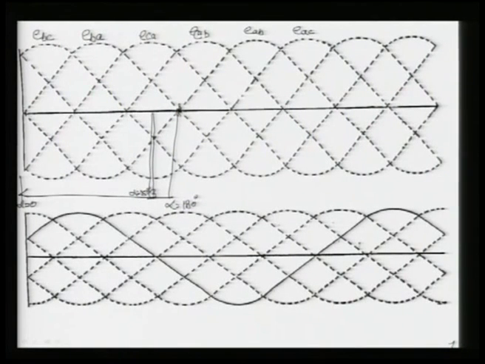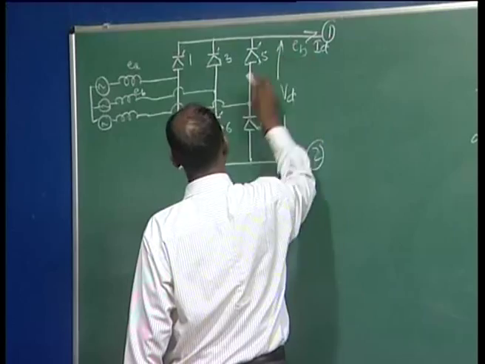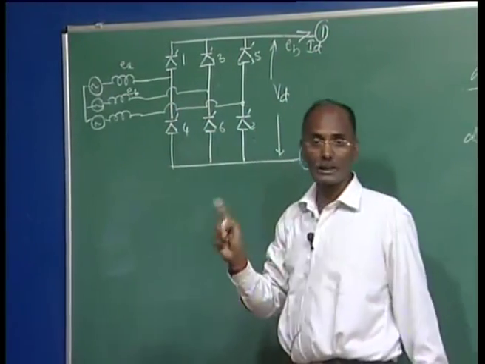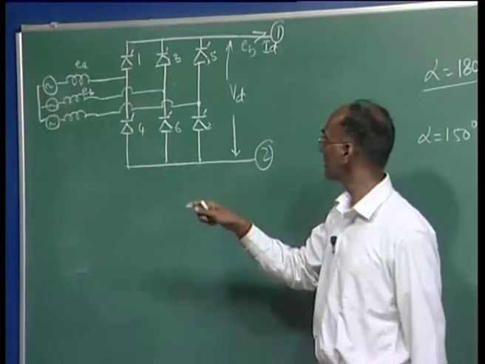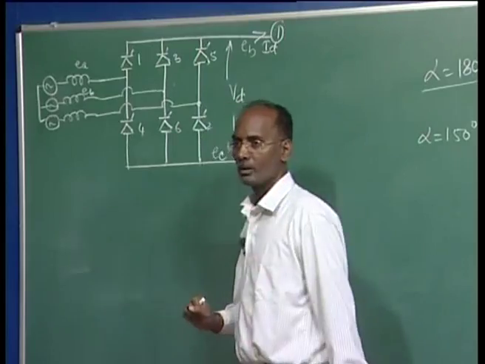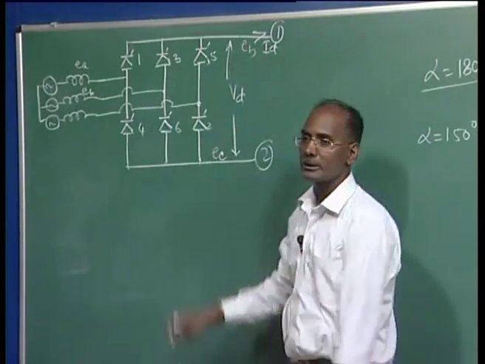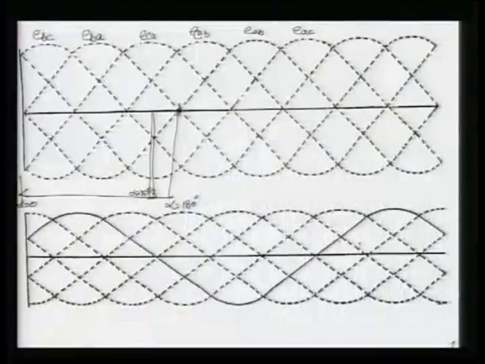Once valve 3 is fired, what will be the output voltage? As you know, 3 is fired. Here we are getting EB, and before that 1 and 2 were conducting. We are assuming 1 and 2 are conducting and 3 is getting the pulse. So 2 was there, and here EC was there. So the voltage EB minus EC will appear. Now you can see where EBC is in this graph. You can find this EBC here, starting at this point.